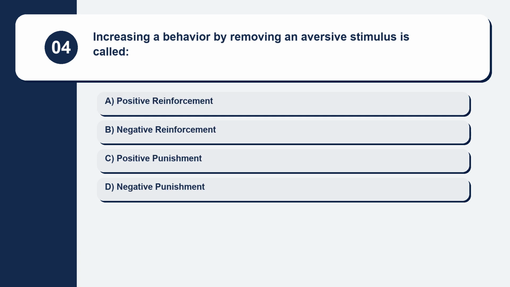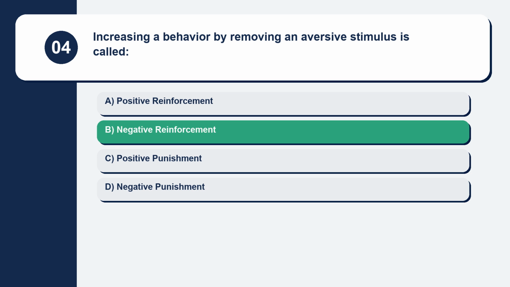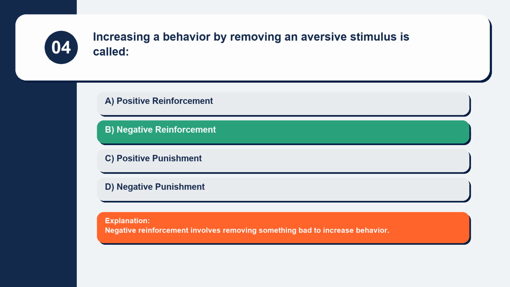Question 4. Increasing a behavior by removing an aversive stimulus is called positive reinforcement, negative reinforcement, positive punishment, negative punishment. Negative reinforcement involves removing something bad to increase behavior.